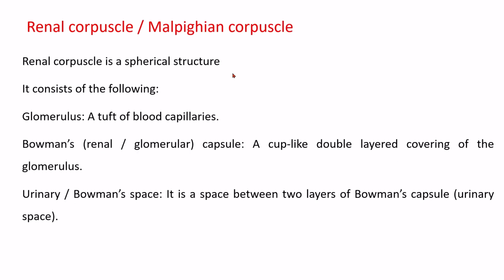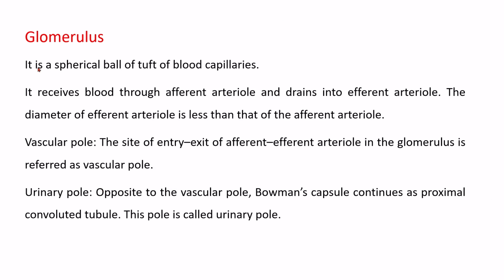So renal corpuscle is a spherical structure. It consists of the following: the glomerulus, a tuft of blood capillaries; Bowman's capsule, the renal capsule or the glomerular capsule, a cup-like double-layered covering of the glomerulus; and the urinary or Bowman space, a space between two layers of the Bowman's capsule. That's called urinary space.